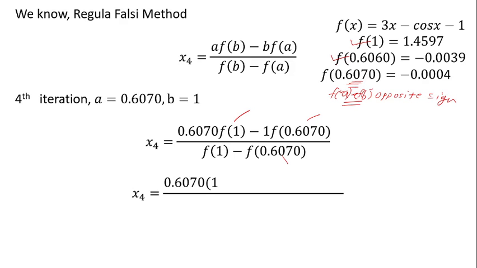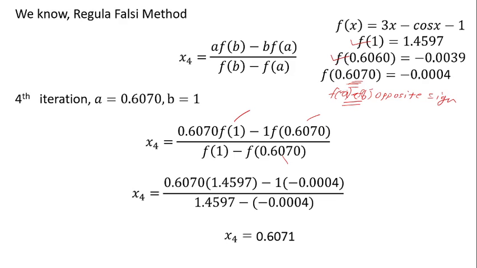So we'll get x4 is equal to 0.6070 into f of 1, which is 1.4597, minus 1 into f of 0.6070, which is minus 0.0004, divided by f of 1, 1.4597, minus f of 0.6070, which is minus 0.0004. If you use a calculator you will get x4 is equal to 0.6071. Now we observe that in the previous iteration the value of x3 was 0.6070 and this is 0.6071, so both are not the same, so we need to perform one more iteration.